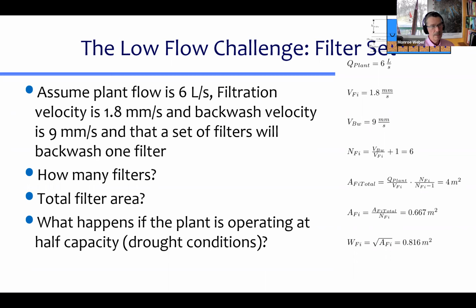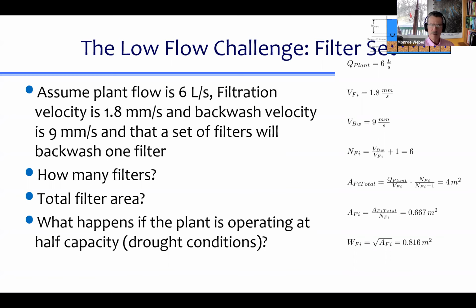You see the problem? If we design one set of 6, come drought, we won't even be able to operate those filters because we won't be able to clean them. So what do you do instead? Yeah, Ravi's got it. You're going to design 2 sets of 6. And now you can operate at half the flow rate and you can still backwash your filters.